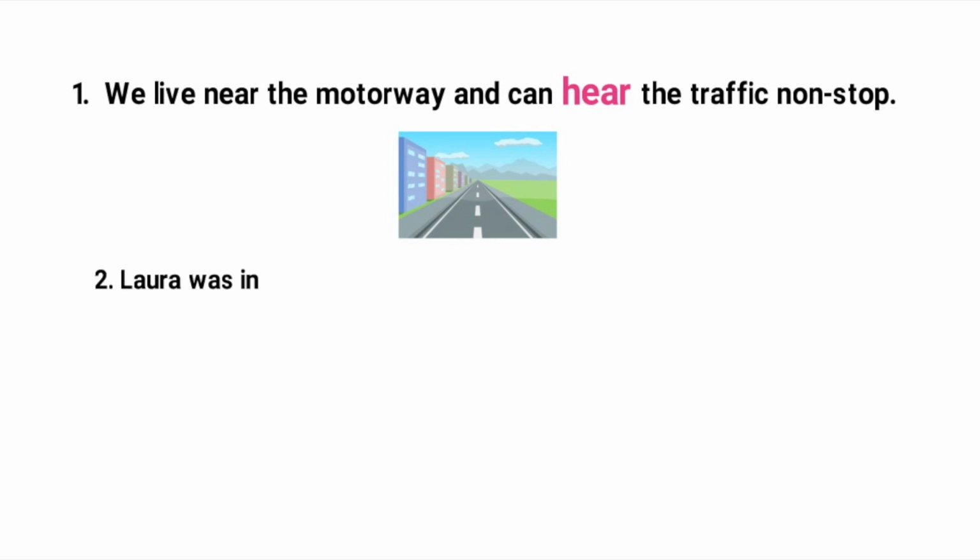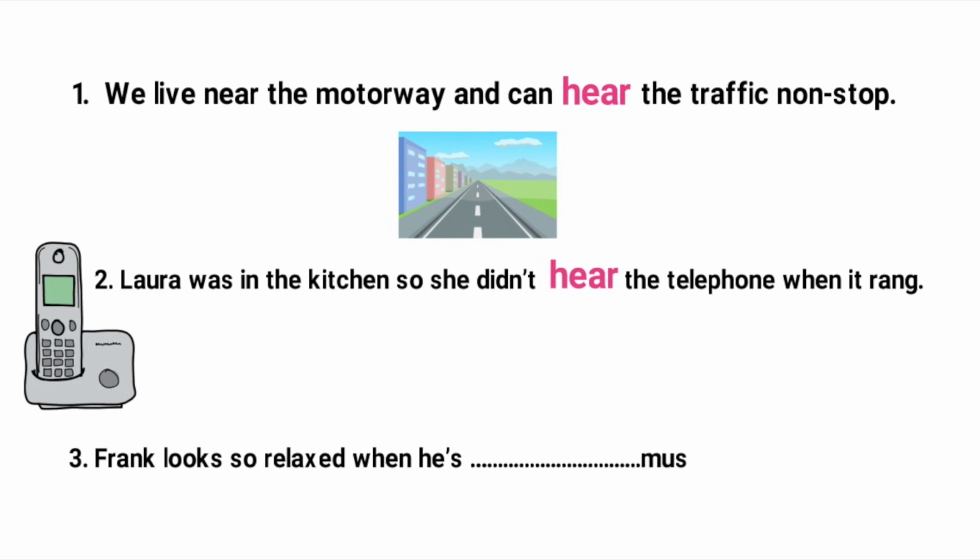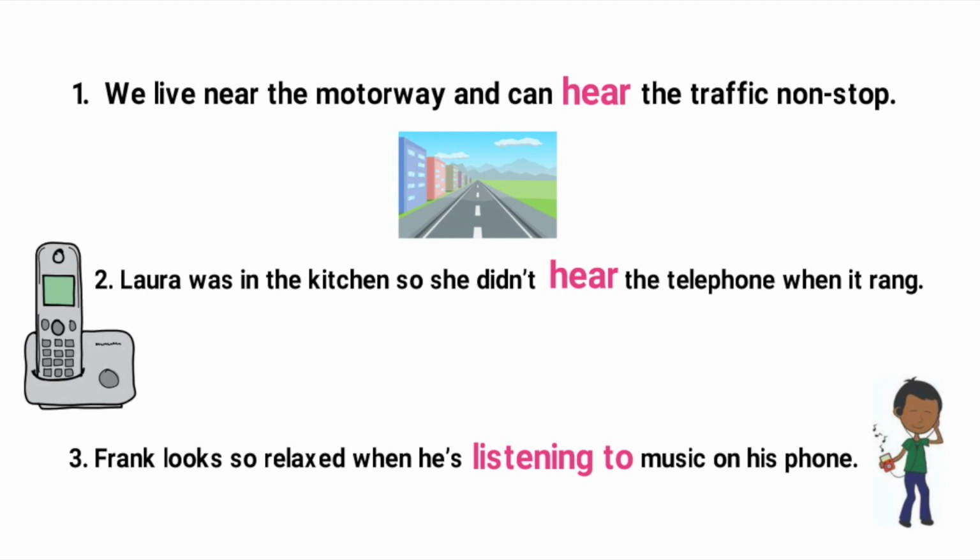2. Laura was in the kitchen, so she didn't blank the telephone when it rang. Hear. This time it's in the negative, so the noise didn't get to her ears, so she didn't hear it. 3. Frank looks so relaxed when he's blank music on his phone. Listening to. We listen to music as we're paying attention to the music. It's something we want to do and involves an active choice on our part.